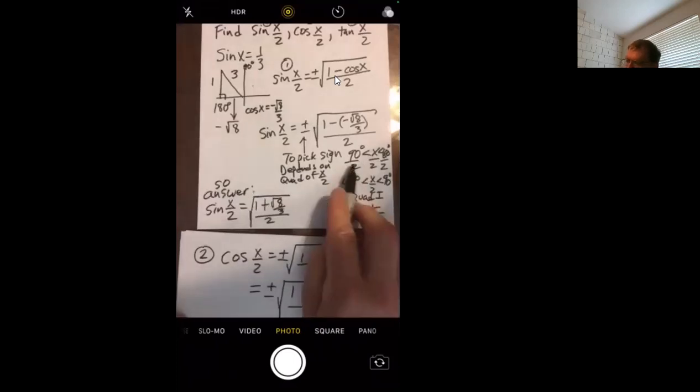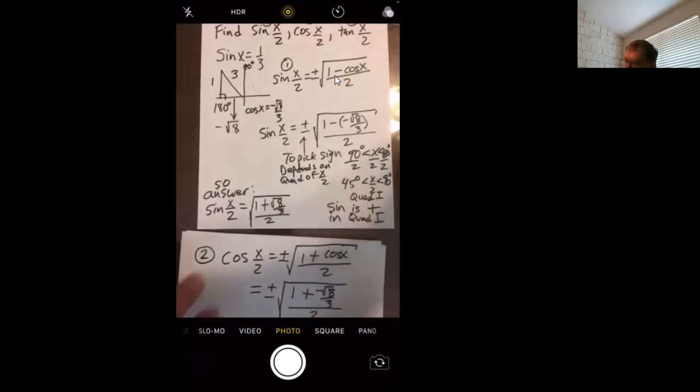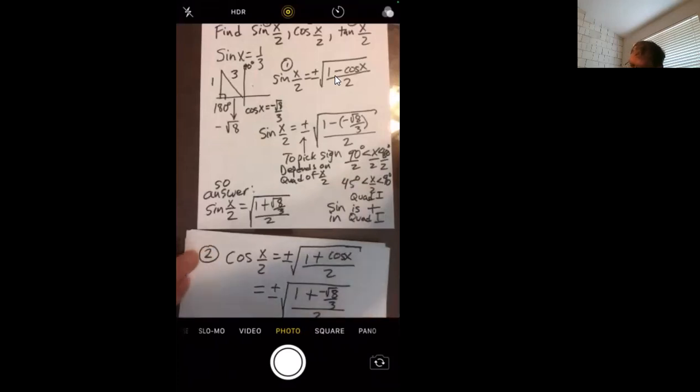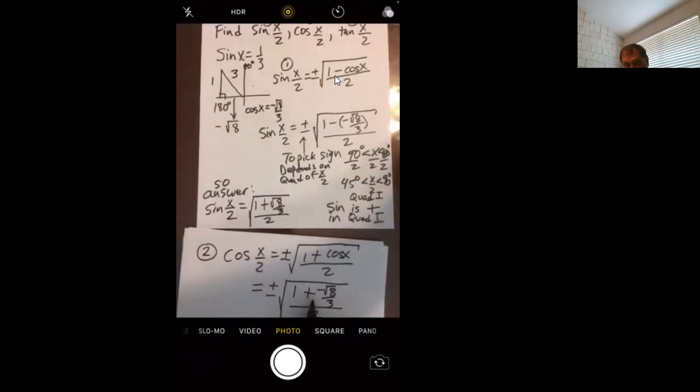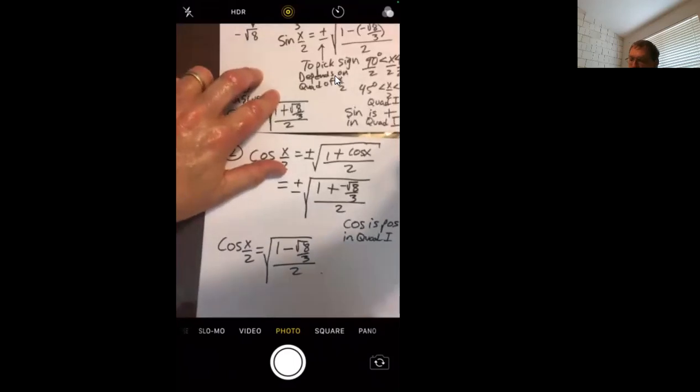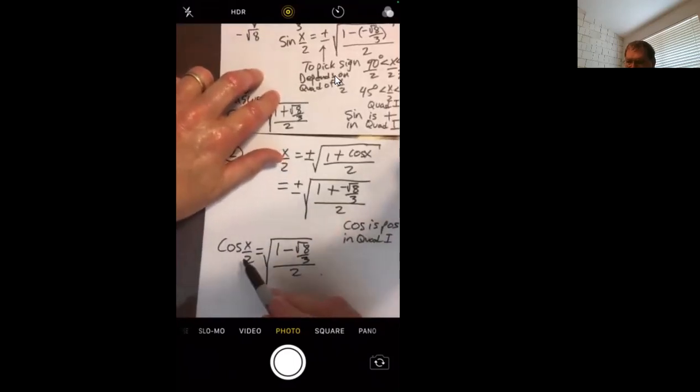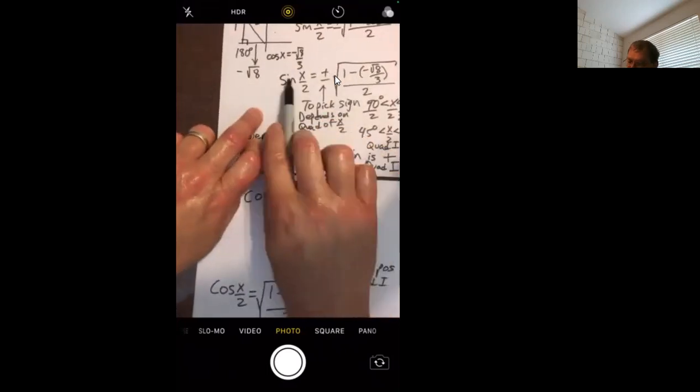And the same idea, I've already divided thing in quadrant 1, and cosine is positive in quadrant 1. So again, a cosine of x over 2 would be positive, and you'd actually have 1 minus root 8 over 3 over 2. There's a plus in the formula, but the cosine's negative. And so that gives you 1 minus root 8 over 3 in the cosine, and the 2 negatives turn it positive in the sine of x over 2.